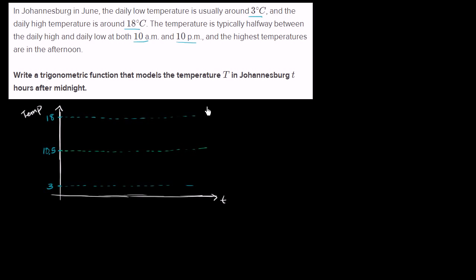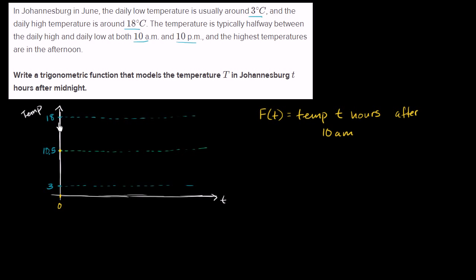I'm going to define a new function, f of t, f of lowercase t, which is equal to the temperature in Johannesburg, where we're assuming everything is in Johannesburg, t hours after 10 a.m. The reason I'm picking 10 a.m. is because we know that the temperature is right at the midline at 10 a.m. Because if I want to graph f of t at t equals 0, that means we're at 10 a.m. That means we're halfway between the daily low and the daily high.